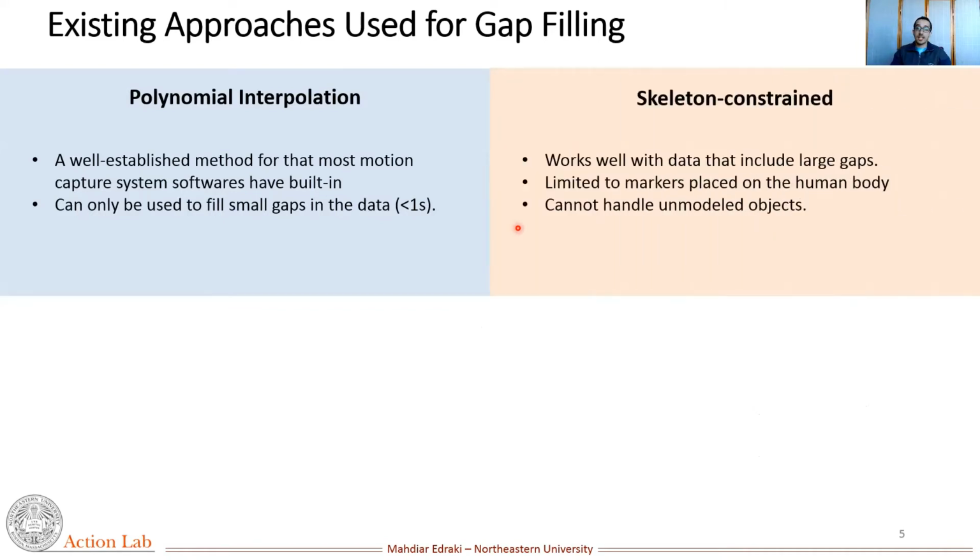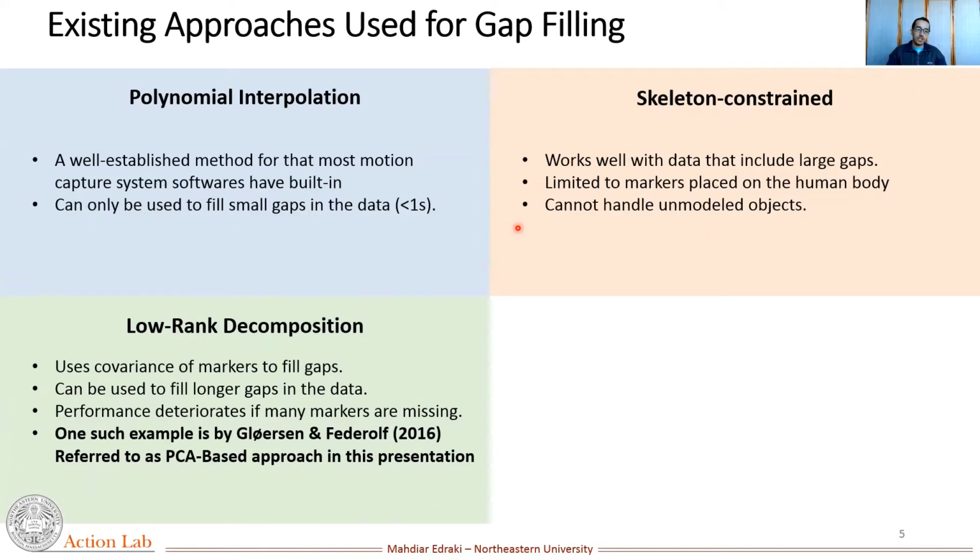The other approach is skeleton constraint. This approach works well with data that includes large gaps. However, the way it works is it uses pre-known knowledge of the human configuration. So, for example, if a right shoulder marker is missing, it can use the knowledge of the human skeleton to fill the gaps in that data using knowledge from the markers on the other parts of the human body. Of course, the issue with this approach is that it cannot handle unmodeled objects that are being tracked in the experiment as well.